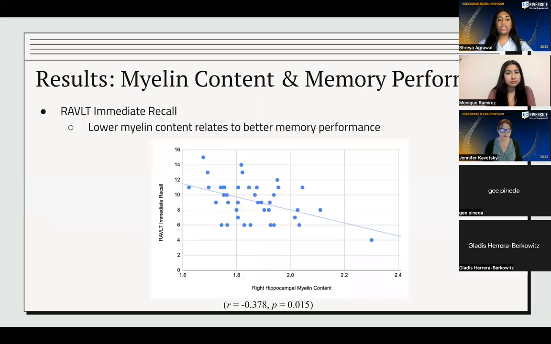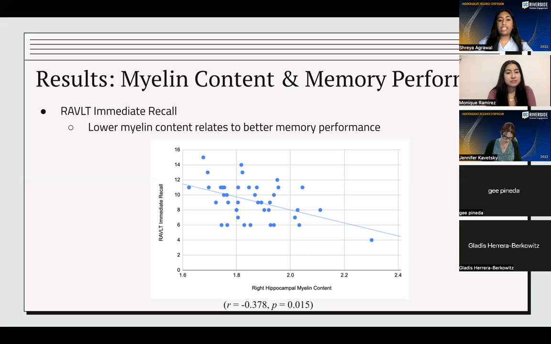And so getting into the results, the first set of correlations that we ran were between myelin content and memory performance. We did find a significant result within these correlations, and this was between right hippocampal myelin content and Rey AVLT immediate recall. This was actually a negative relationship, meaning that lower myelin content relates to better memory performance. Because this relationship had never been studied previously, we weren't sure exactly which direction it would go, but based on the fact that greater myelin content is better, we expected a positive relationship, but we actually saw a negative relationship, which could be because of a few reasons.